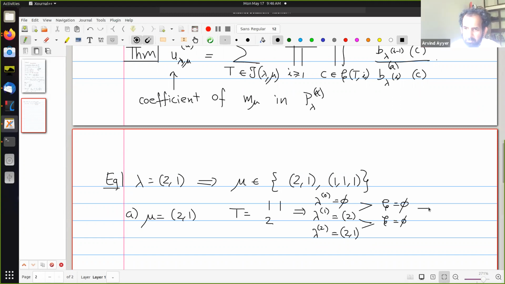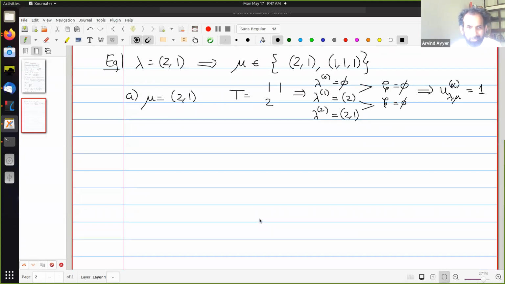So this means that u lambda alpha is 1, as it should be, because this is the characterization I just said. Right? So if lambda equals mu, you should get 1. And if you stare at the definitions a little bit, you will see this. Okay, so let's do the non-trivial example.